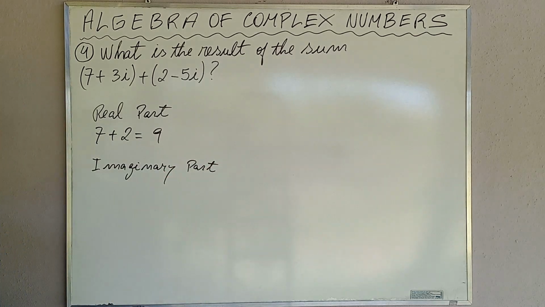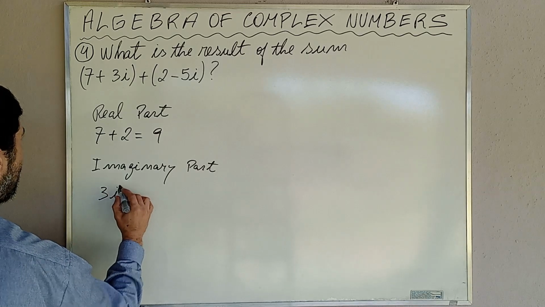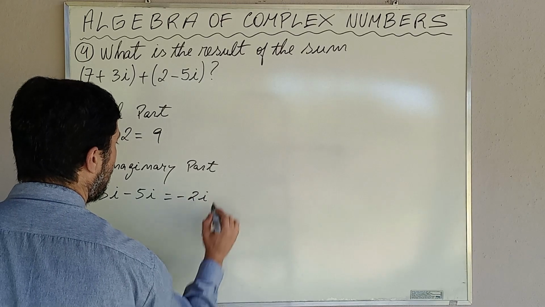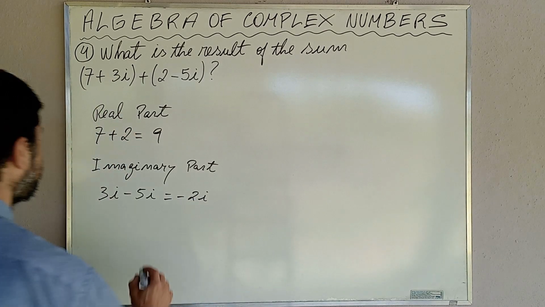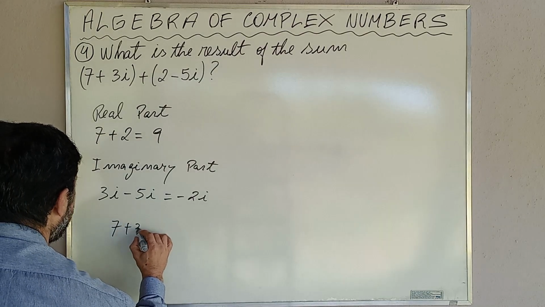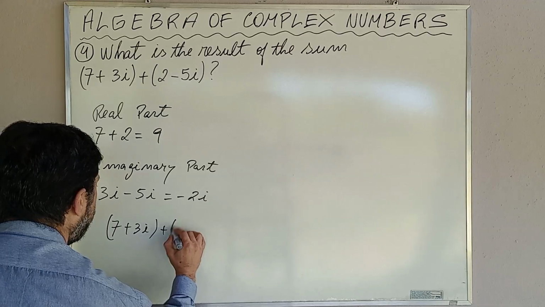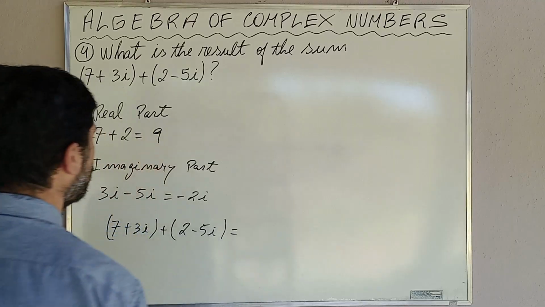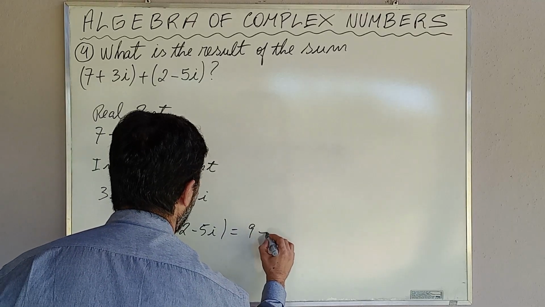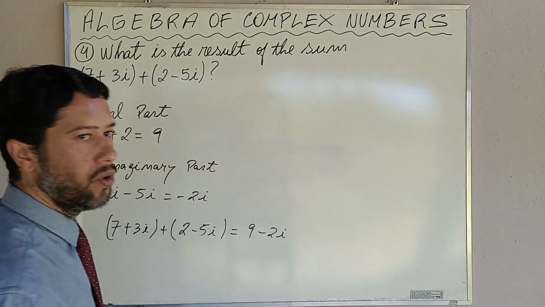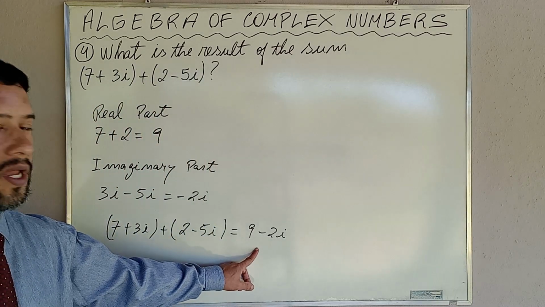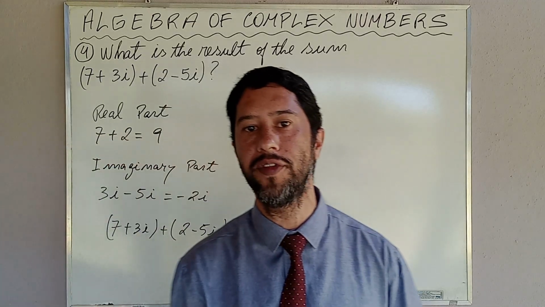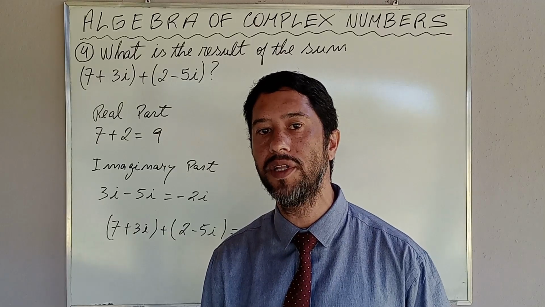And the imaginary part will be 3i minus 5i equal to negative 2i. Therefore, 7 plus 3i plus 2 minus 5i is equal to 9 minus 2i. We conclude that this sum results in 9 minus 2i. And this is all for the debate of this exercise. Let's go to the next.